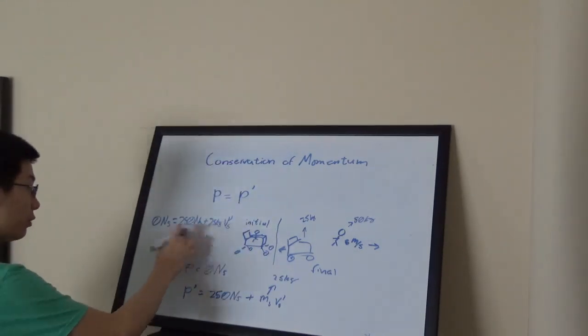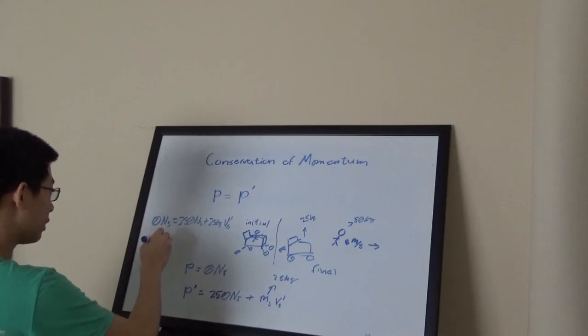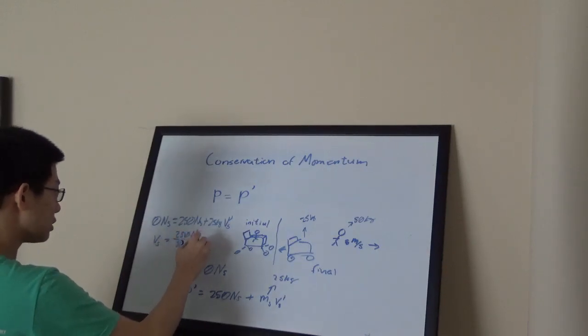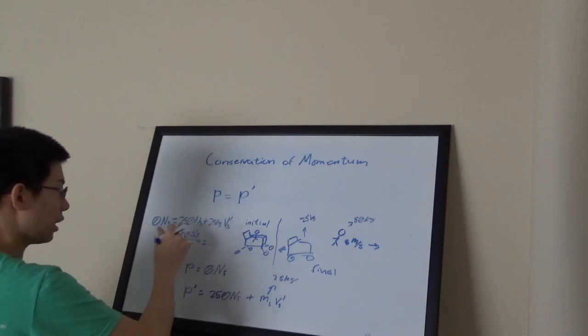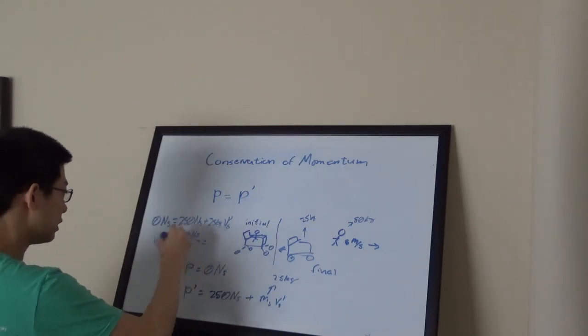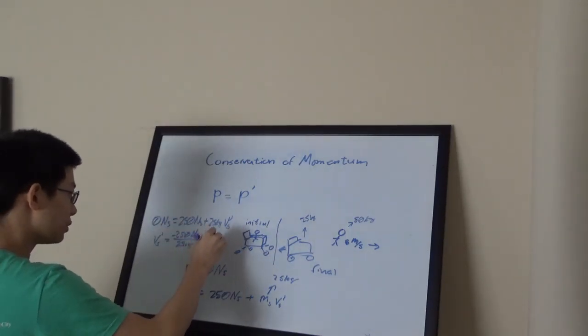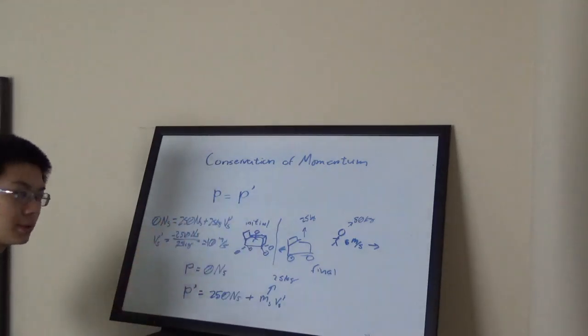So now I just do a bit of rearranging, and I find the final velocity of the shopping cart is equal to negative 250 Newton seconds divided by 25 kilograms. I moved it to this side, so I have to subtract, and I just rearranged the equation a bit. That is equal to negative 10 meters per second.